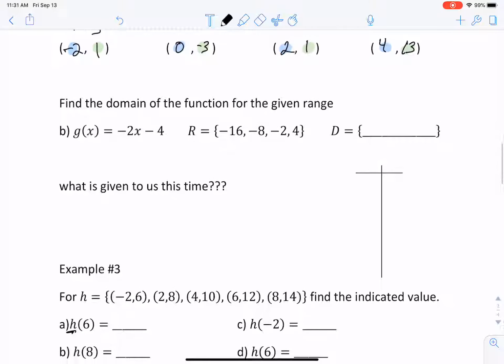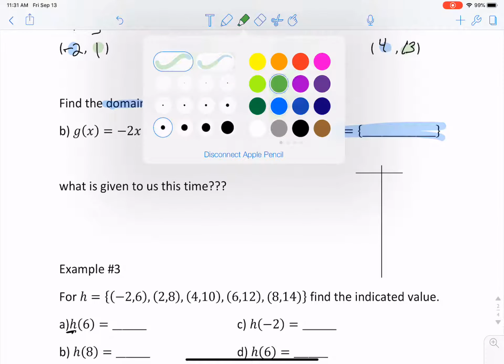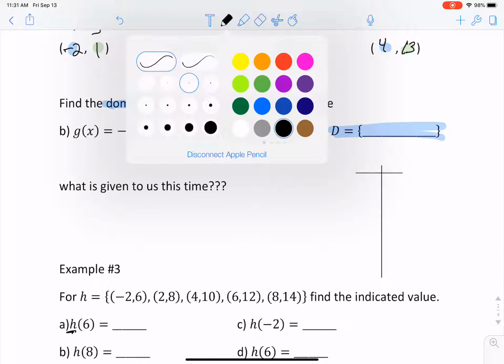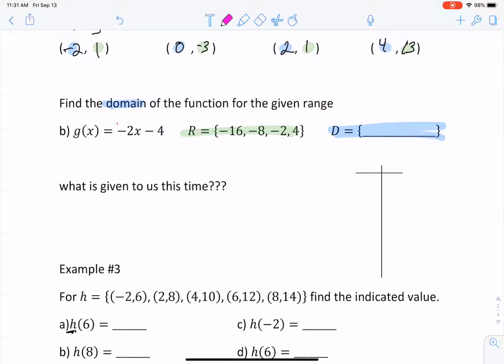All right, here's the next one. This time, it says find the domain. So we're looking for the x values this time, and they give us the range, the y values. Our rule, or our function this time, is -2x minus 4.